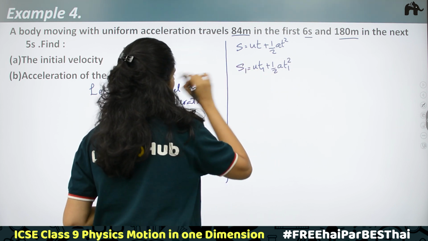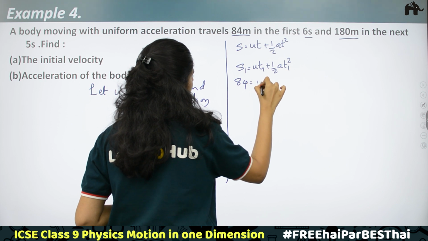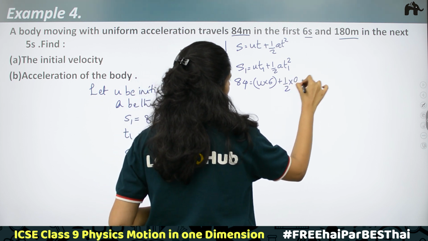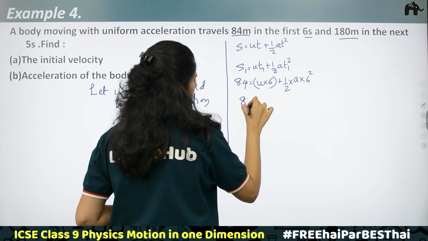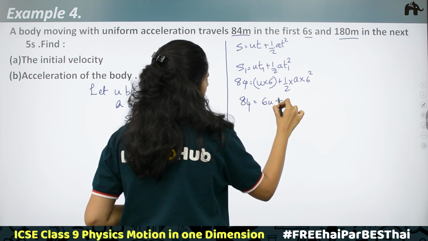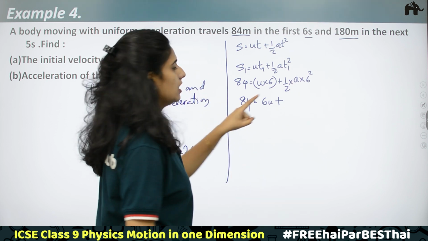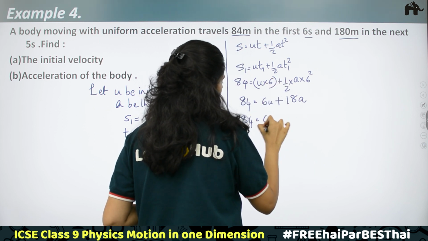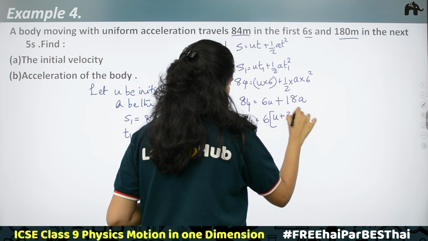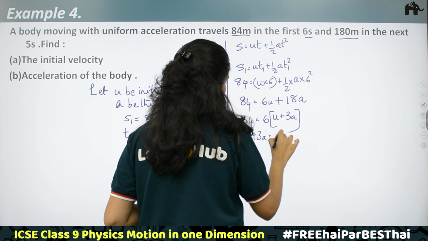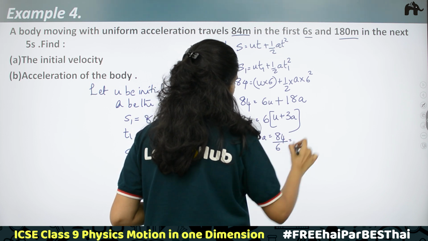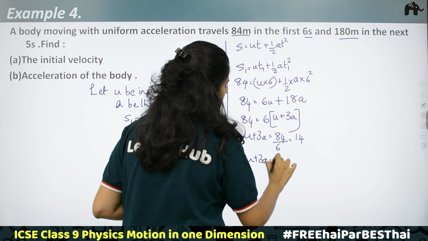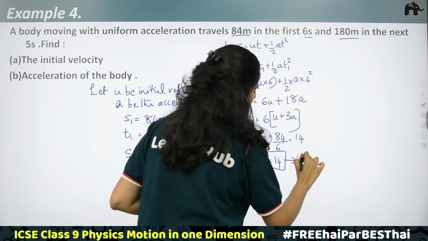Now put the value. S1 is 84 is equal to u into T1, which is 6, plus half into a into 6 square, which is 84 is equal to 6u plus 6 square is 36. 36 divided by 2, you will be getting 18a, or 84 is equal to 6 is common, u plus 3a. Okay, so u plus 3a is equal to 84 divided by 6, which is 14. Okay, so u plus 3a is equal to 14. Let us take this as equation 1.